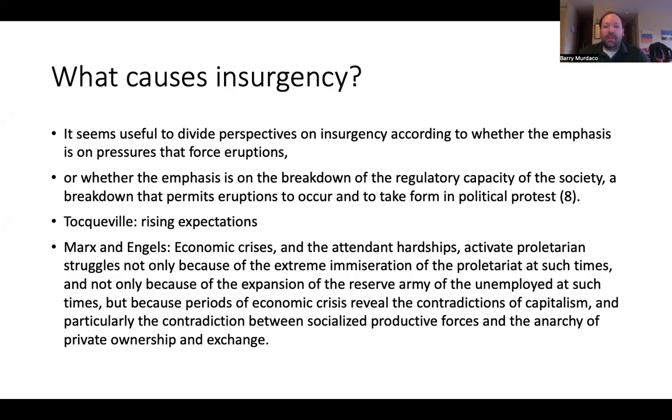And the attendant hardships activate proletarian struggles not only because of the extreme immiseration of the proletariat at such times, not only because of the expansion of the reserve army of the unemployed at such times, but because periods of economic crisis reveal the contradictions of capitalism, and particularly the contradiction between socialized productive forces and the anarchy of private ownership and exchange. So, in other words, what they're saying is that it's not necessarily the idea that things are always getting worse, but that the proletariat starts to realize that the capitalist system is kind of an irrational system.